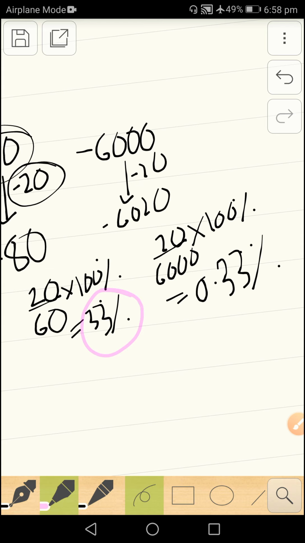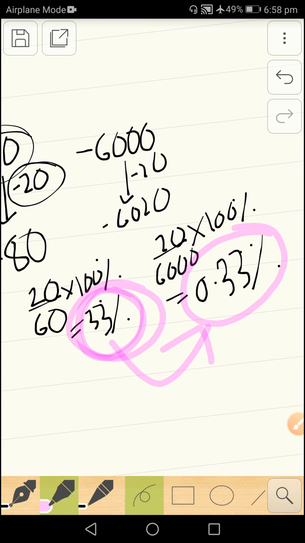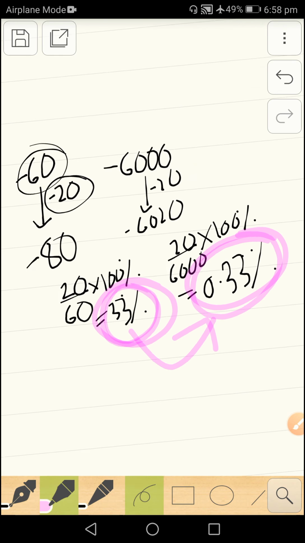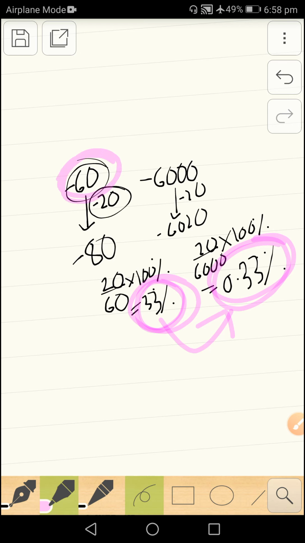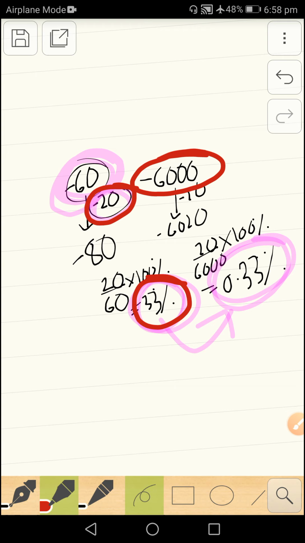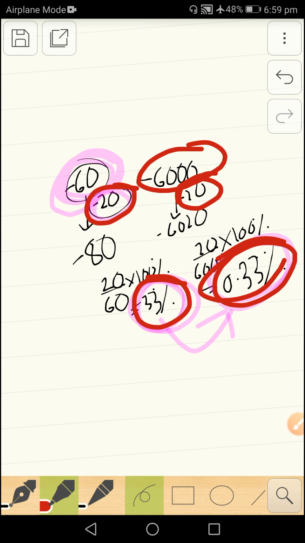Here the change is 33%, but here the change is 0.33%. 33 and 0.33. Here is a very large change, and here is a very much small change. Okay, so if the value of lattice or hydration is small, then the change imposed over them will have a big effect. But if the value of lattice or hydration is large, then the change imposed over them will have a very little or no effect at all.